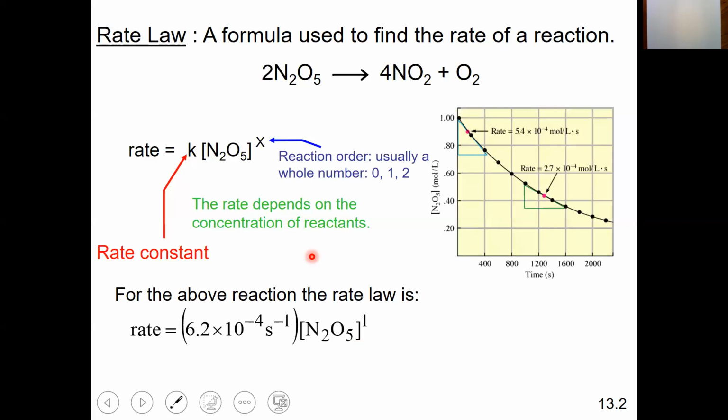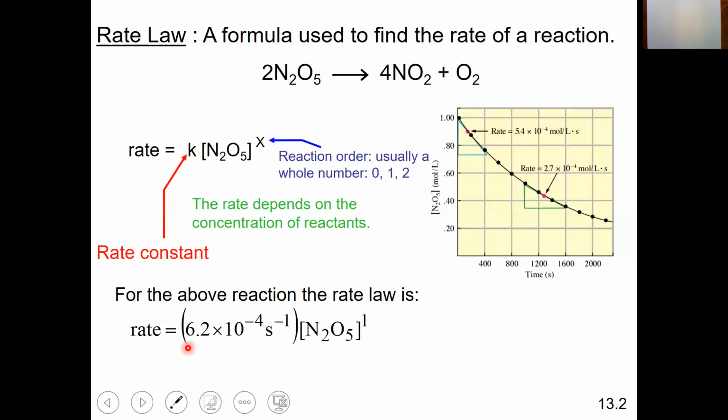So using some other experiments, this rate constant has been solved for already to give us 6.2 times 10 to the negative 4 seconds to the minus 1. Note the units on the rate constant. We'll talk about that guy.